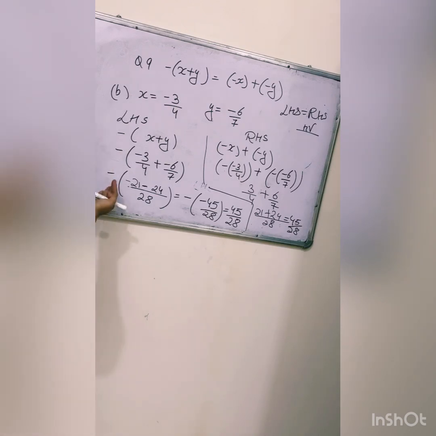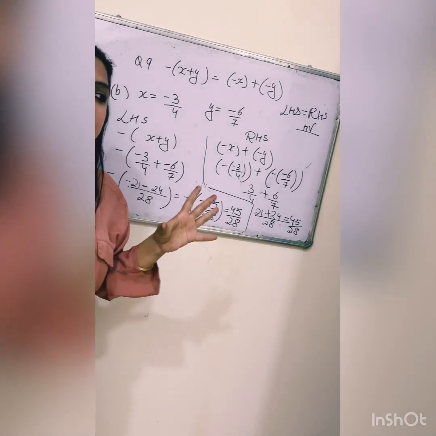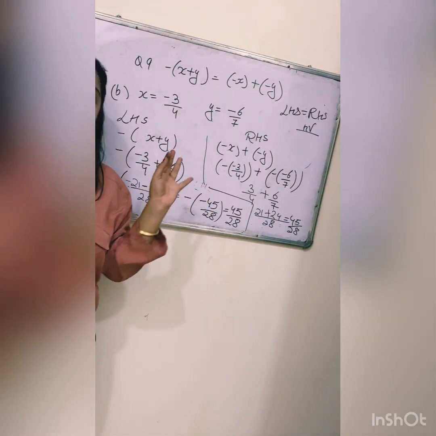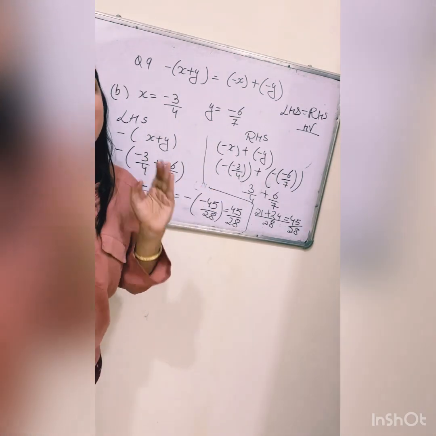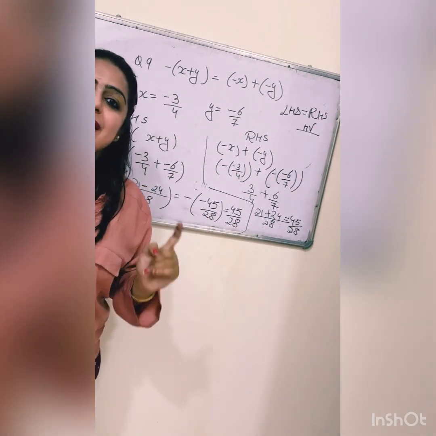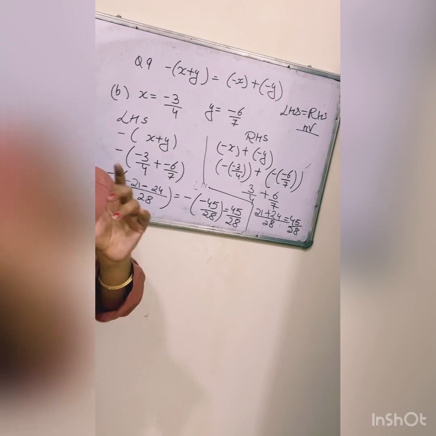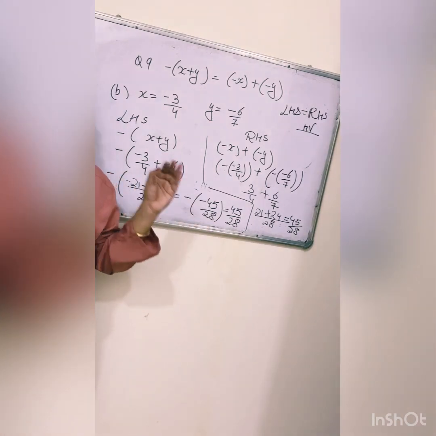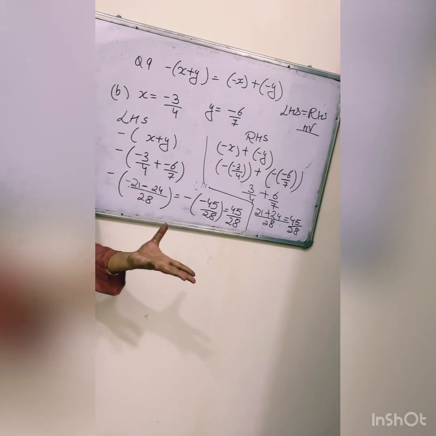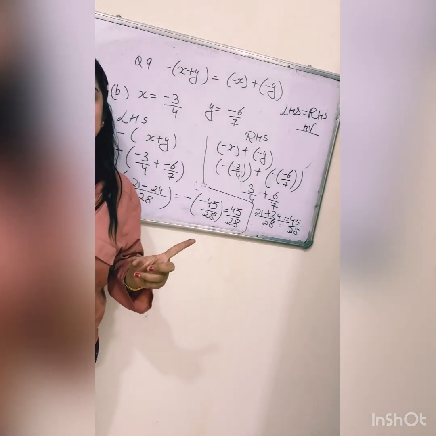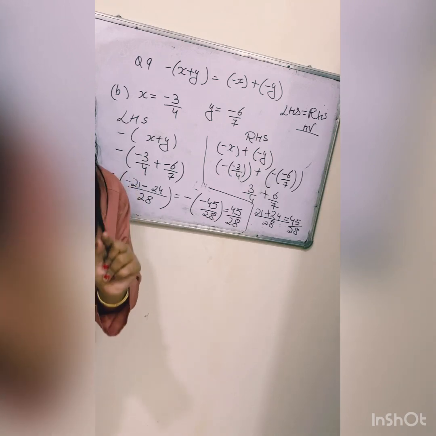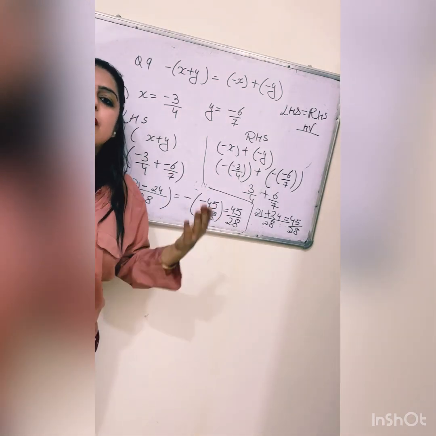Very simple, just put the value, solve it. Solve LHS separately, solve right hand side separately, and if the answers are the same, then it is verified. Remember, son, always remember this: whenever the word verification comes, that means your left hand side and right hand side should be equal. It should come equal. If it is not coming equal, then you are making some mistake in it. Okay? Whenever it is set for verification, verified, then left hand side should be equal to right hand side. If it is not coming equal, that means you are making some mistake. You have to correct it or check it again.